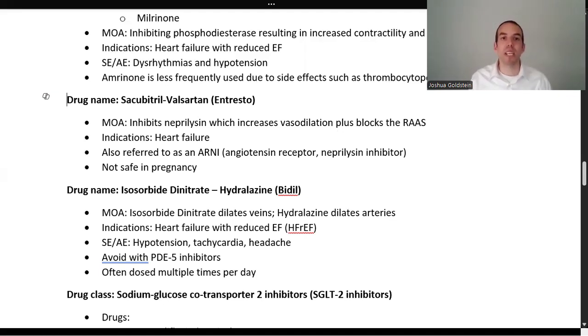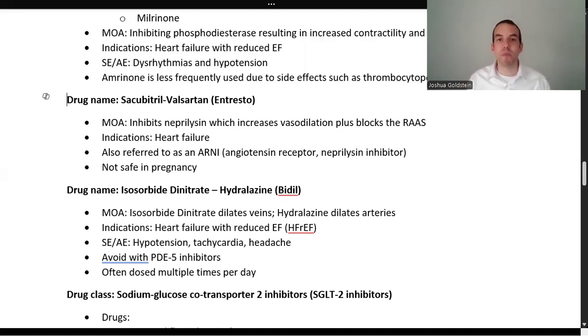Next, we have isosorbide dinitrate with hydralazine. These are two separate drugs that are each available separately. Unlike the last one, where to the best of my knowledge, sacubitril does not exist by itself, isosorbide dinitrate and hydralazine are each drugs that operate independently. But in heart failure, we often use them together. If they're actually in the same pill together, the drug name is BiDil, but we can actually give them each of them independently.